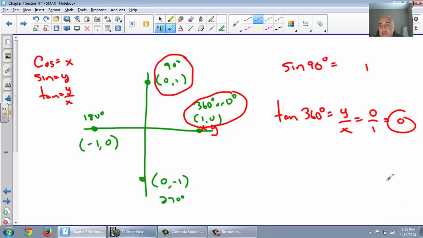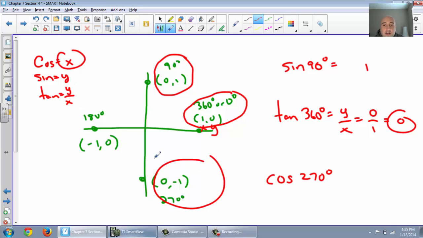Last one. Let's do the cosine of 270 degrees. Here's 270. Cosine is the x value. What's my x value? My x value is 0. There it is.